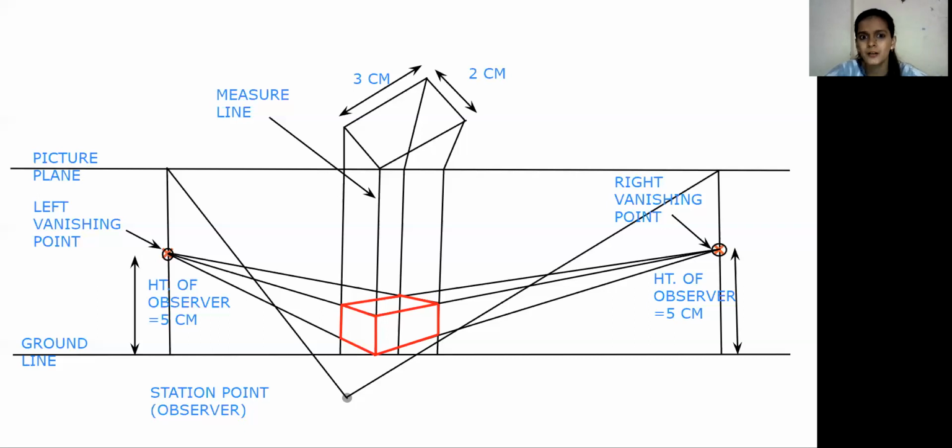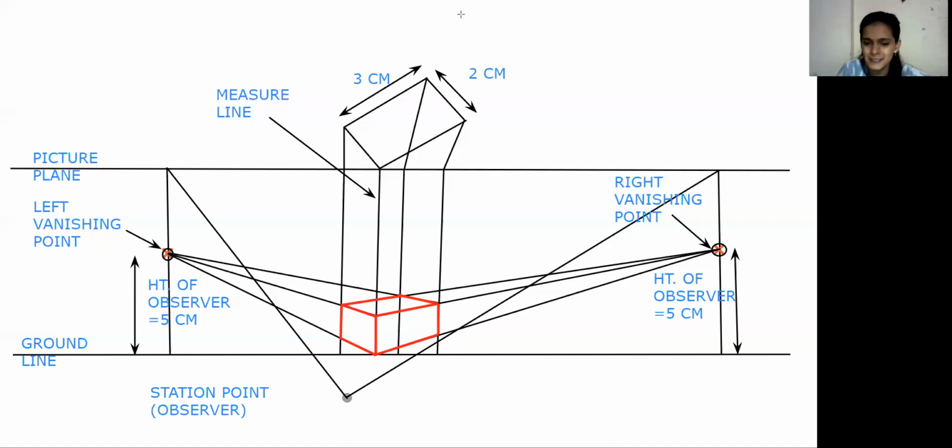If I give the dimensions like 2 centimeter, 2 centimeter, 2 centimeter, you can easily draw it. Or if I change the dimensions, you can also easily draw the perspective view with the same procedure. Now, in the beginning of the video, I was discussing the spaces between the picture plane and ground line, the space below the ground line, and the space above the picture plane.